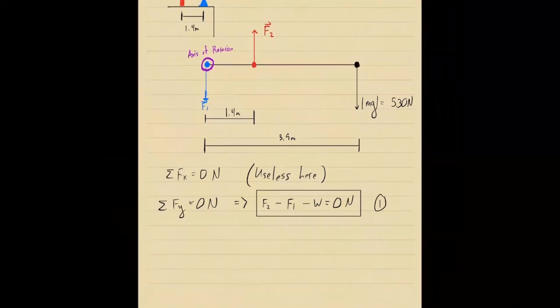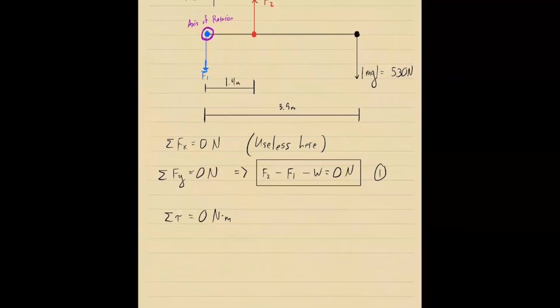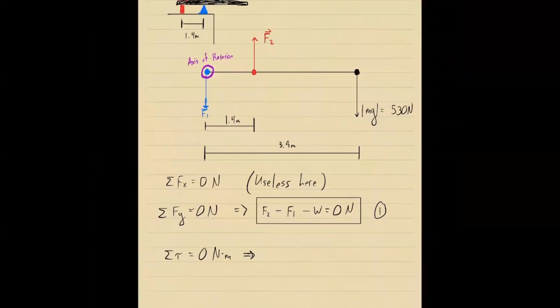And next up, we know that the sum of the torques in this problem need to add up to 0, right? Because this is an equilibrium problem. This is sort of the definition of an equilibrium problem. So we need to calculate the torques caused by all of these forces in our problem, right? So on the left, we have the sum of the torques. So we have F1.